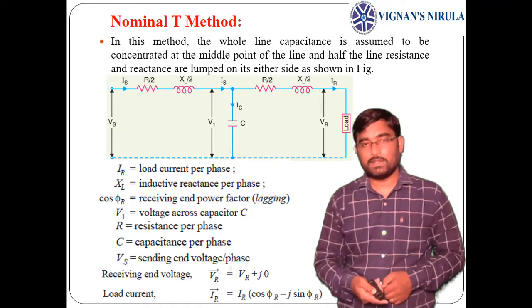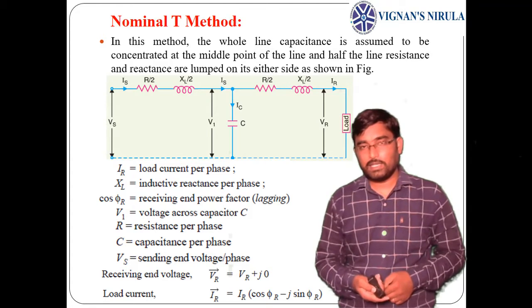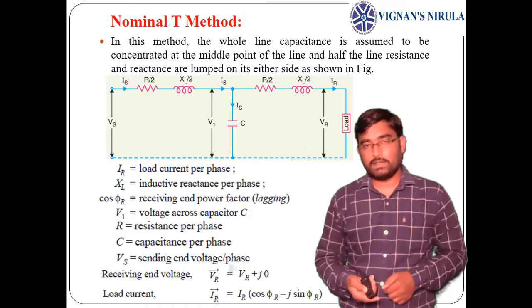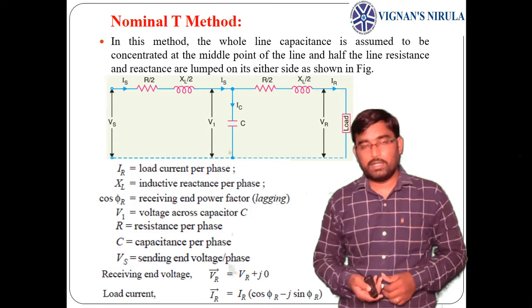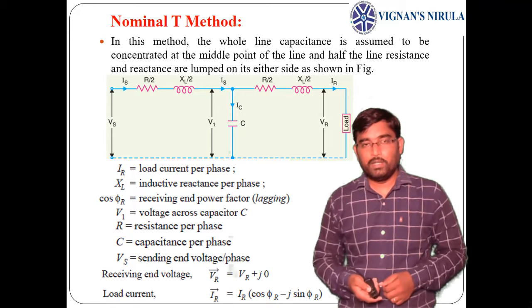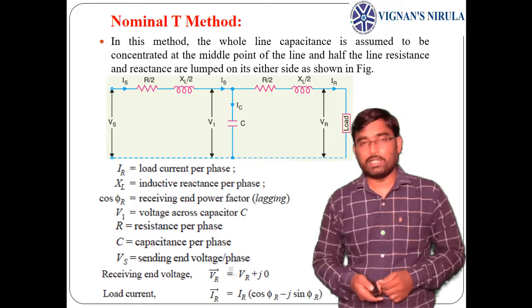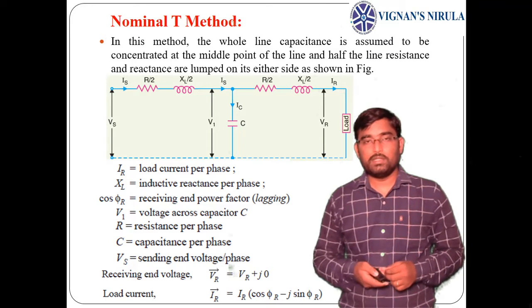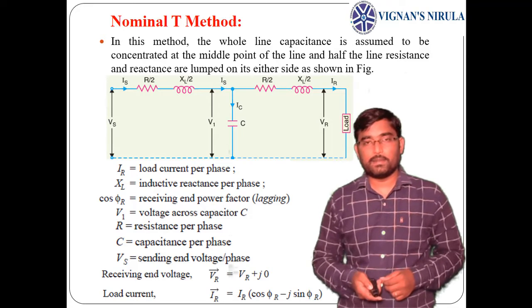The current through the shunt capacitance, the charging current, is IC. The voltage across the capacitance is taken as V1, and the sending end current is IS. Sending end voltage is VS. Receiving end voltage is VR, and receiving end current is IR. Sending end power factor is cos phi s. Receiving end power factor is cos phi r. This is how we can get the nominal T circuit for the medium transmission lines.